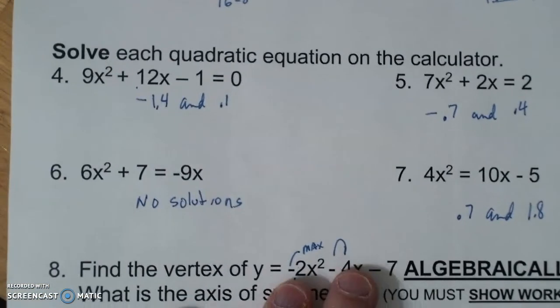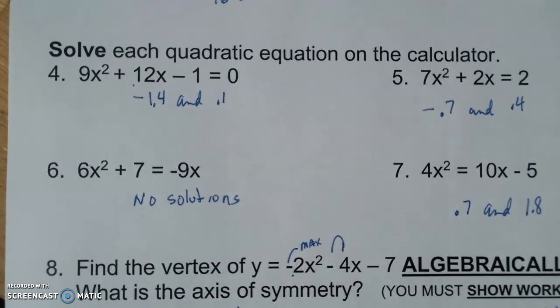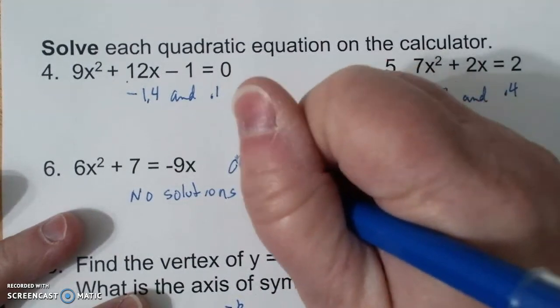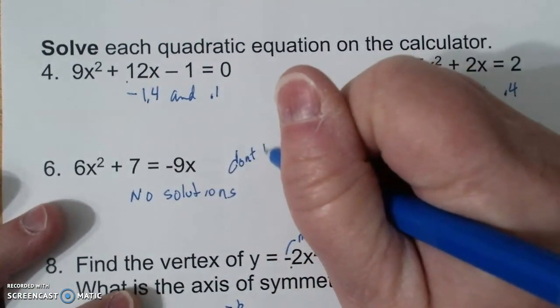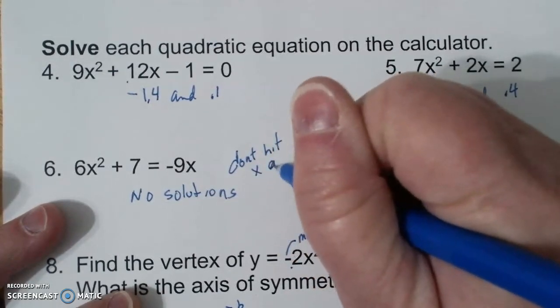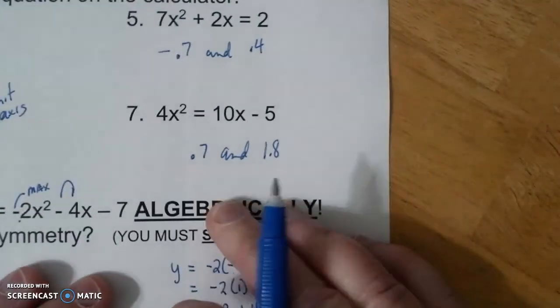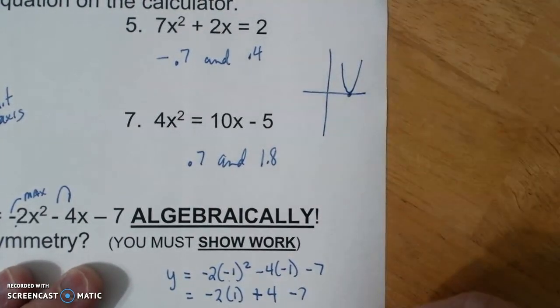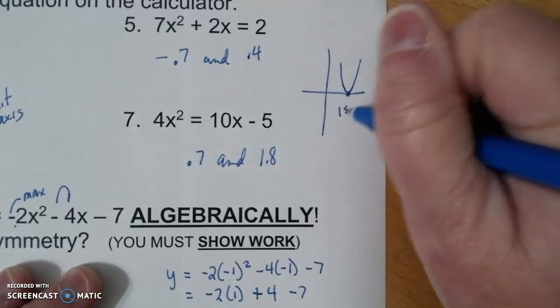And that is solving each quadratic equation on the calculator. You can use your own calculator. Make sure if you are doing the digits, let's round to the nearest tenth. These don't hit. No solutions means it doesn't hit the x-axis. Remember I said that you could actually have one solution. That's when just the vertex hits. So that's one solution.